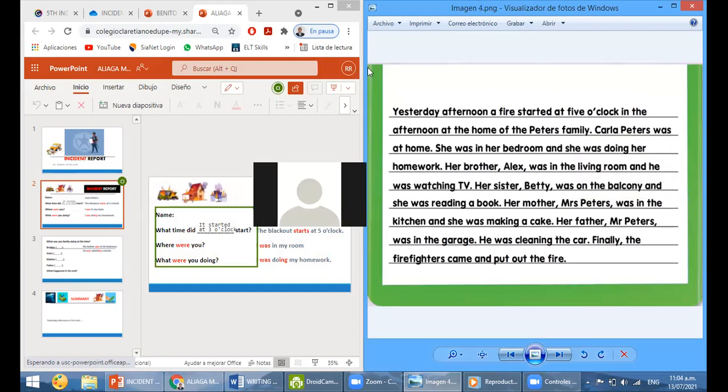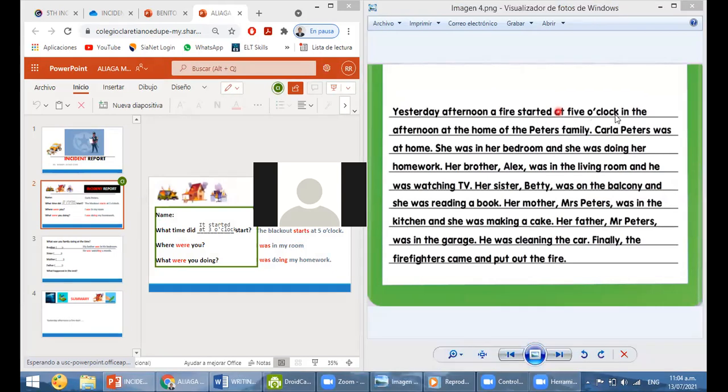Yesterday afternoon, a fire started at 5 o'clock in the afternoon at the home of Peter's family. Carla Peters was at home. She was in her bedroom and she was doing her homework. Her brother, Alex, was in the living room and he was watching TV. Carla's sister, Betty, was on the balcony. She was reading a book. Sebastian, you are going to write the same thing, but in a paragraph now.